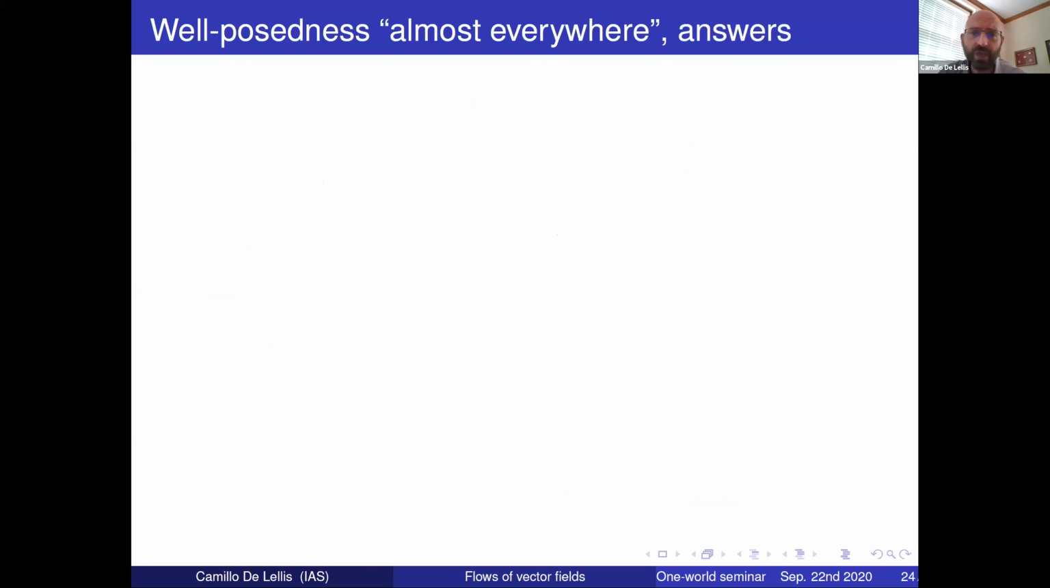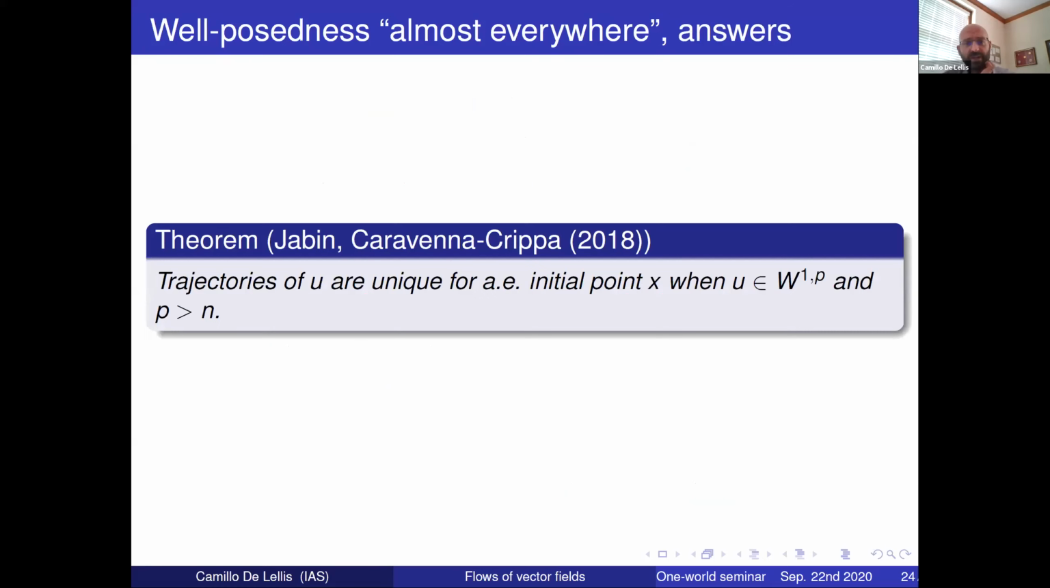Okay, so now here are the answers that I want to point out. The trajectories of u are actually unique for almost every initial point when u is in W^{1,p} and p, the Sobolev exponent, is larger than the dimension of the space. So when you have embedding in Hölder functions.